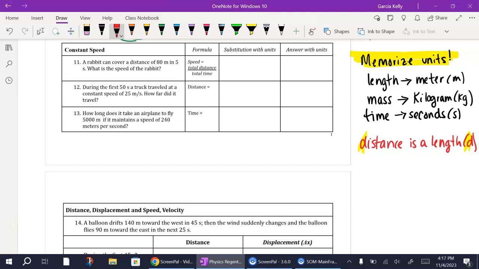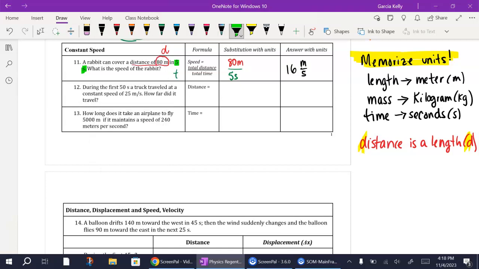A rabbit can cover a distance of 80 meters in 5 seconds. 5 seconds represents time. So if I want to calculate my speed, my formula is distance over time. So I'm going to go ahead and say 80 meters divided by 5 seconds. My answer is 16 meters per second.